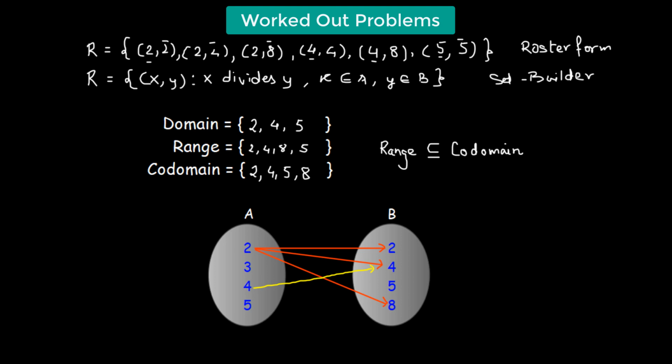And then we have also the relation between 4 and 8. So we'll draw an arrow going from element 4 to element 8. And finally 5. So the element 5 in set A is forming the relation with element 5 in set B. So we draw an arrow going from 5 to 5. So this is the graphical way of representing a given relation. So we have a relation going from A to B.